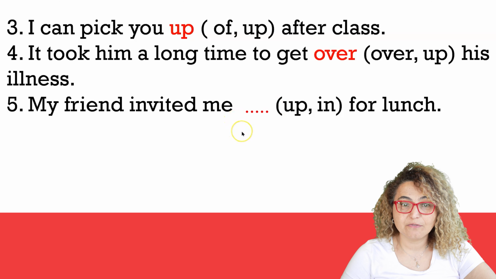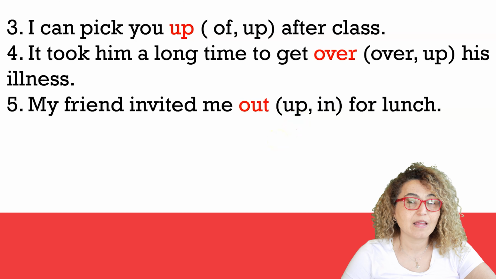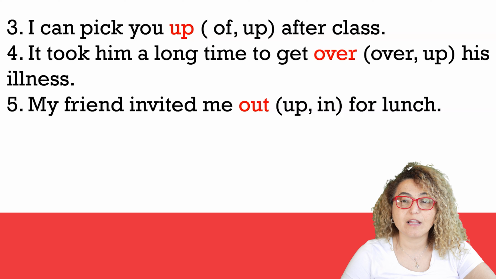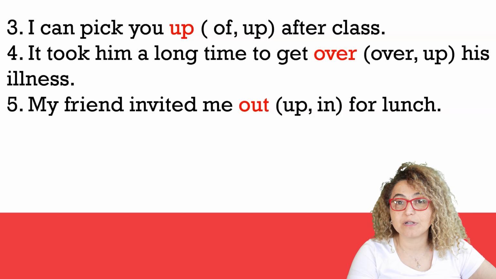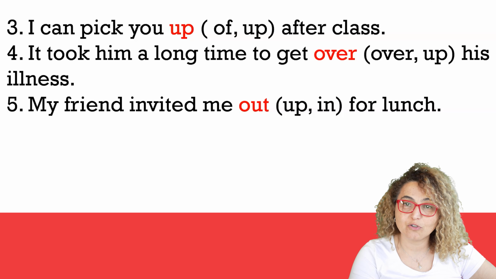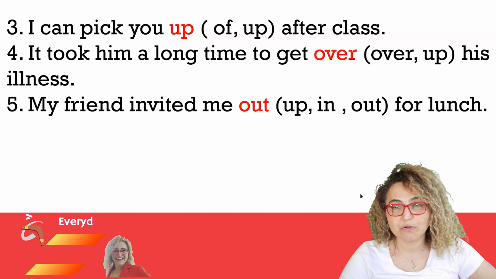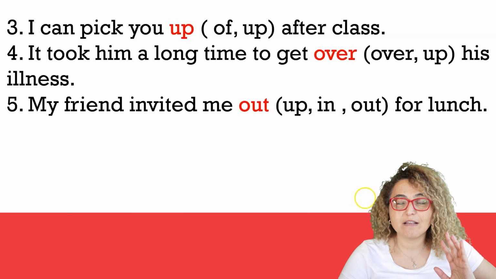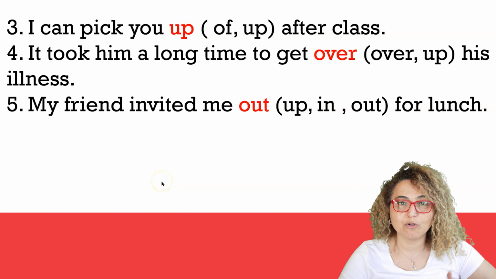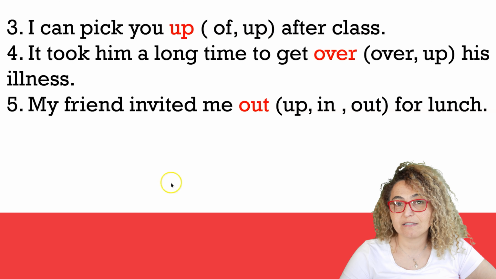My girlfriend invited me blank for lunch. Invited me out for lunch. That means you called me and said, okay, let's go out. Okay, these are some examples of phrasal verbs where you add a preposition to the verb and it changes the meaning of it. There is a list of them. Of course, it all needs a lot of practice so you can remember them. But what I covered today is just the basic verbs.